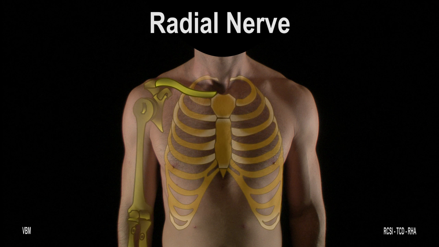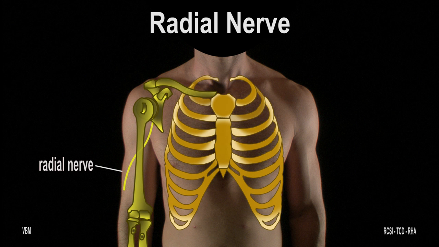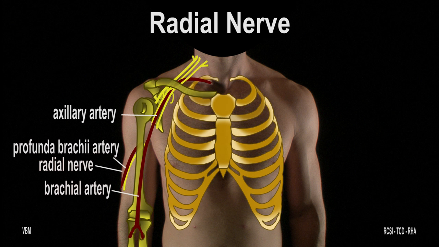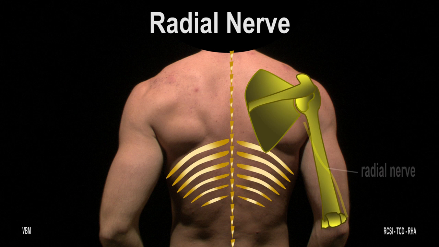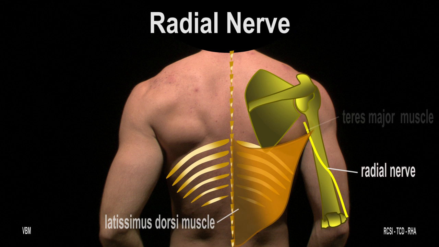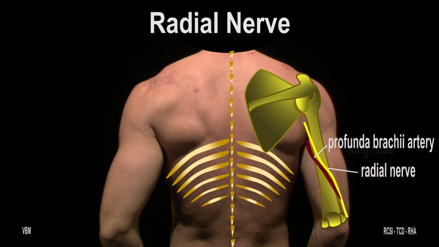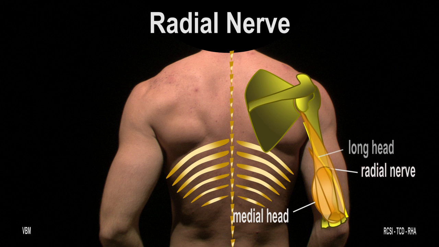Radial nerve. The radial nerve arises as a continuation of the posterior cord and descends posterior to the axillary and brachial arteries. The radial nerve passes inferior to the tendon of latissimus dorsi and teres major muscles to run with the profunda brachii artery between the long and medial head of the triceps muscle and through the lateral triangular space.